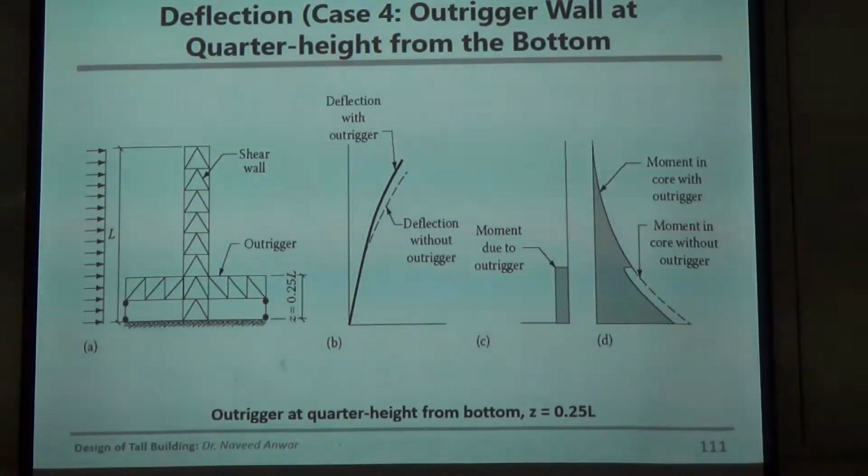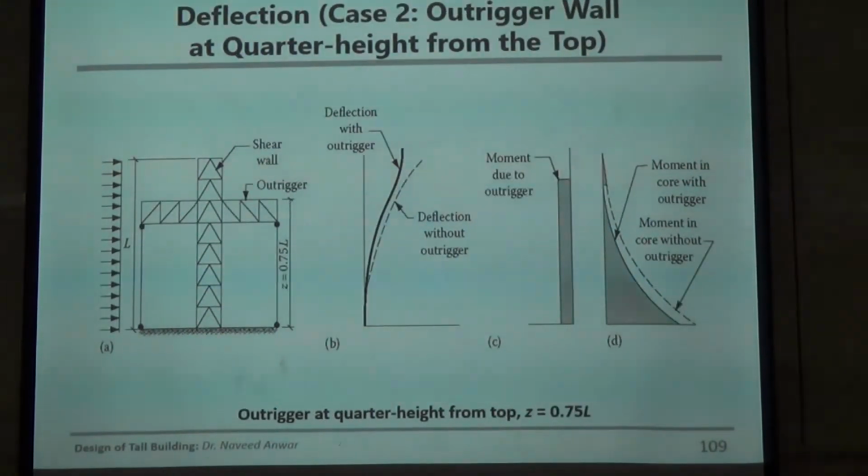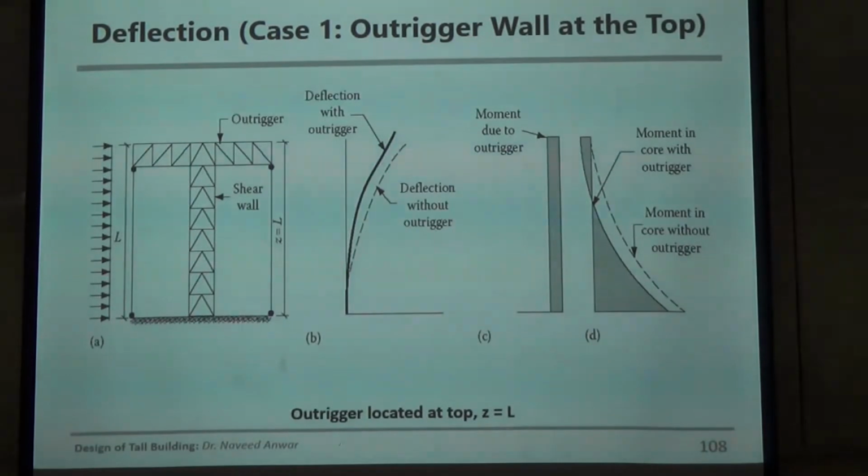So you can see outriggers reduce the bending moment in the core wall also. If you go back here, you can reduce the bending moment from the core wall. Question: can the outrigger reduce the shear in the shear wall? Does the outrigger reduce the shear in the shear wall? It's an exam question.